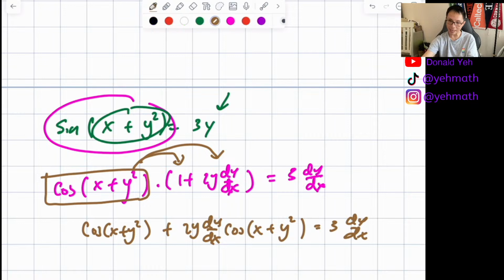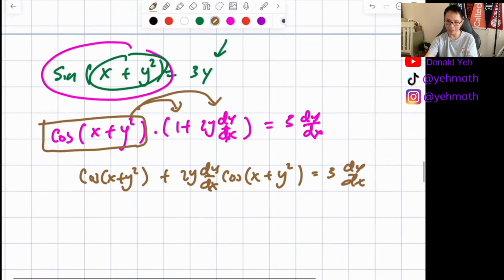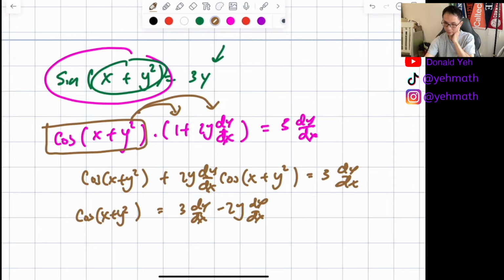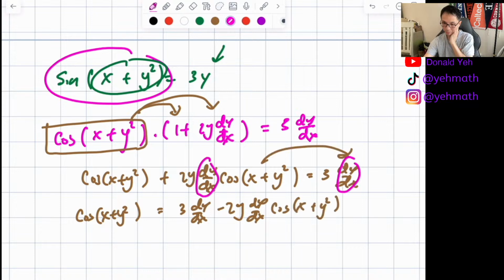And now I'm going to isolate them, moving all the dy dx terms to the other side. So it'll be cosine of x plus y squared is equal to 3 dy dx minus 2y dy dx times cosine of x plus y squared. I move this to the other side because this one has dy dx. I move everything to the other side. I factor out.